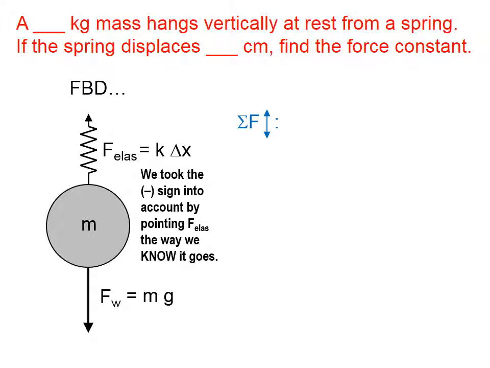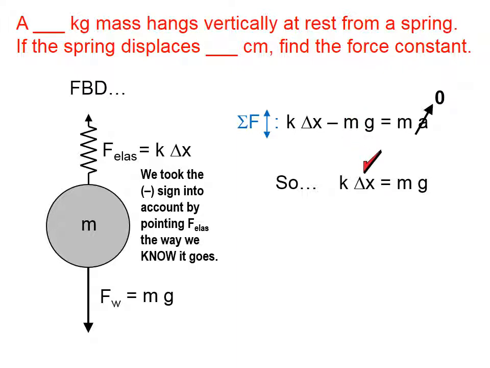We only have to write one because there's only an up-down direction. There are no left-right forces on this mass. If upward is positive, then we're going to write k delta x, which is positive. mg points downward, so we say minus mg, and by Newton's second law, that sum of the forces should equal the mass of the object times its acceleration. Well, this mass is at rest, so the right side of this equation goes to 0, so we can write k delta x is equal to m times g.